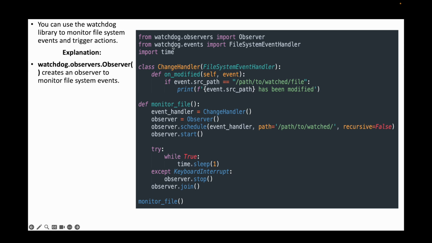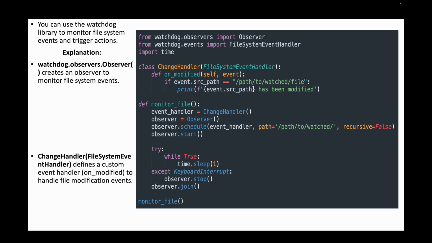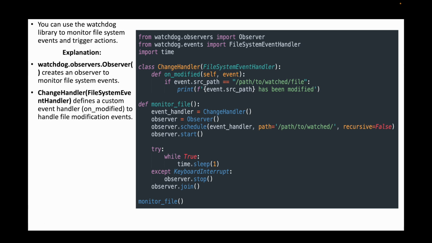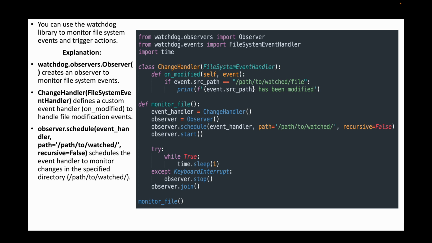So here from the watchdog.observers library, we're importing the Observer, which will help us to monitor the file system events. And then we are making use of the change handler function over here, which defines a custom event handler to handle any file modification events.